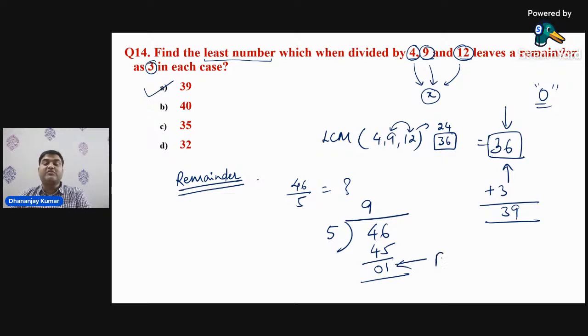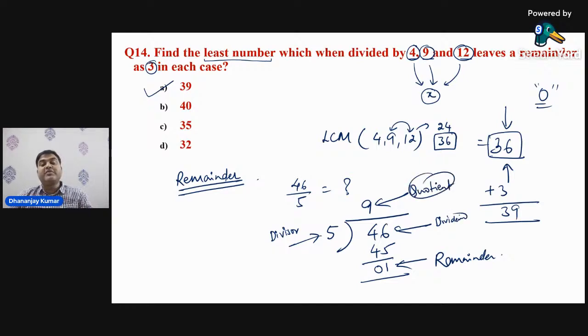So this part is called the remainder. This is called the divisor, this is called the dividend, and this is called the quotient, right? Quotient. So you just remember all these.